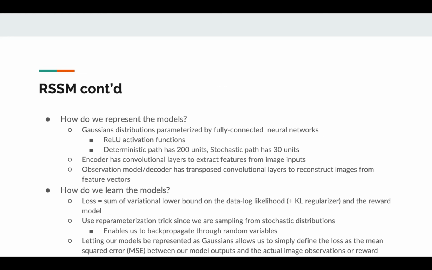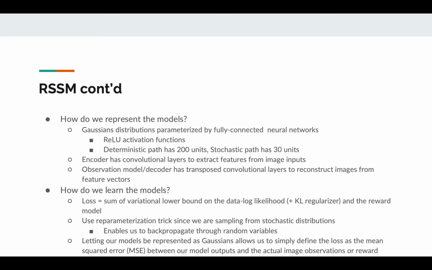So how do we represent all of these models? They are all represented as Gaussian distributions parameterized by fully connected neural networks with ReLU activation functions. The deterministic path has 200 units, whereas the stochastic path has 30 units. Moreover, the encoder uses convolutional layers to extract features from image inputs, and the observation model or decoder uses transposed convolutional layers to reconstruct images from the extracted features.